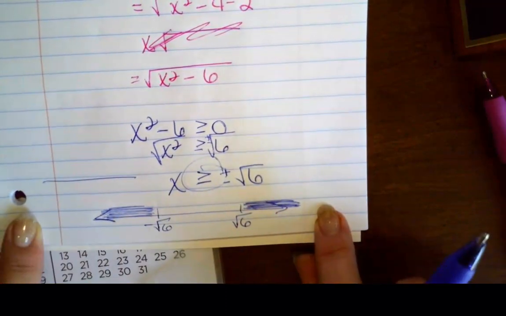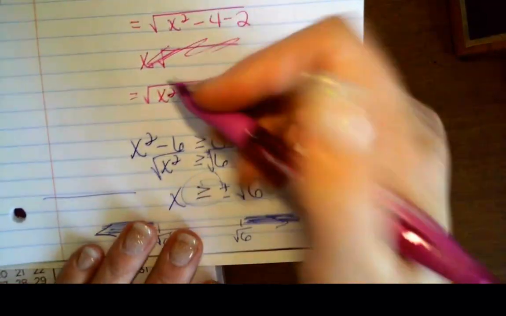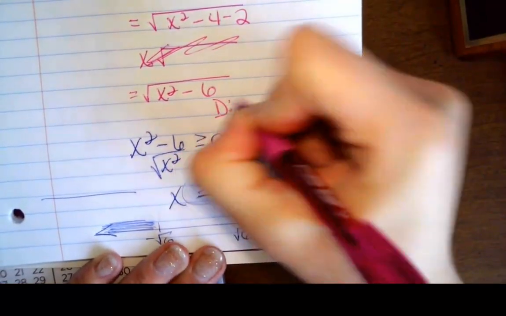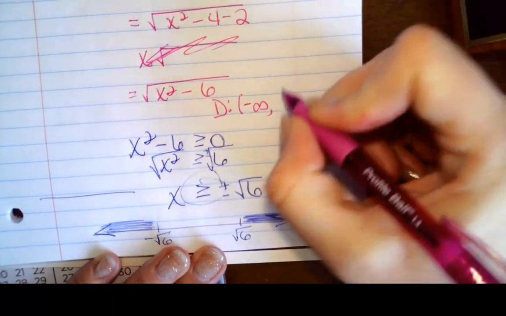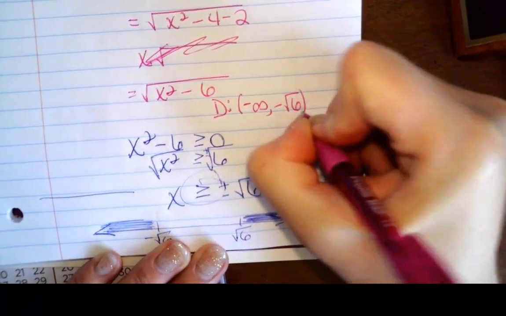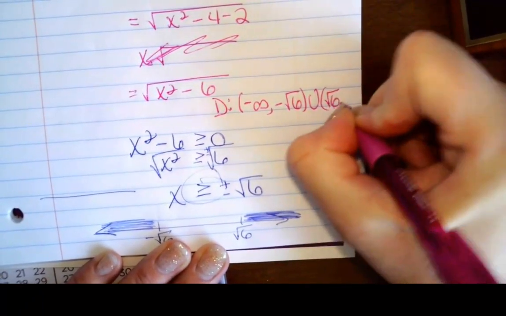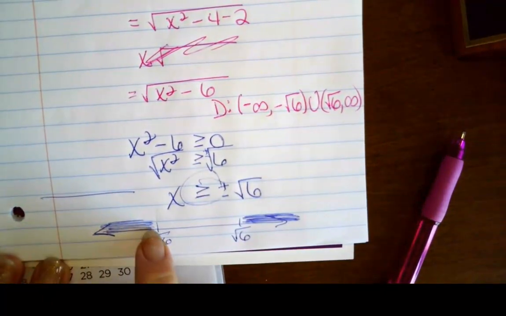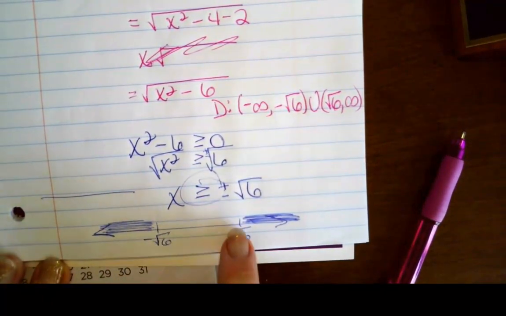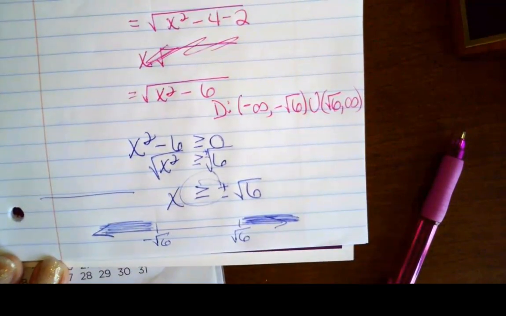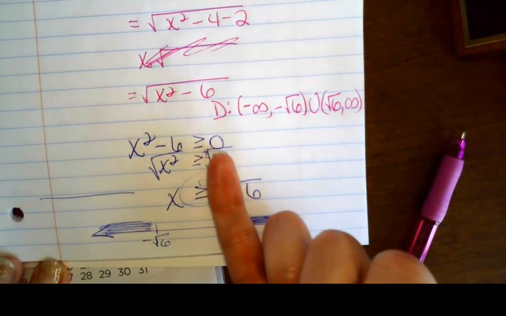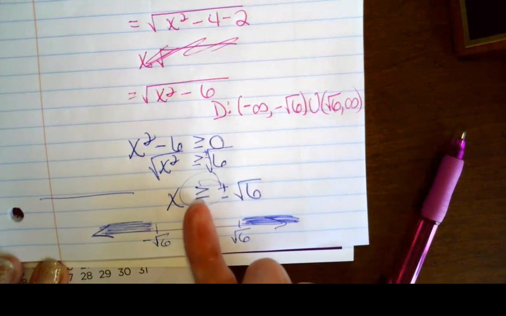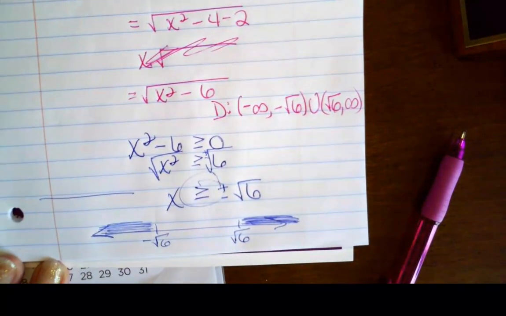Everything going this direction is what I want to use. So my domain is now going to be from negative infinity to negative root 6, union root 6 to positive infinity. So everything from negative infinity to here, and then everything from positive infinity to here. So when we introduced this negative, that was going to affect what was happening with this inequality.